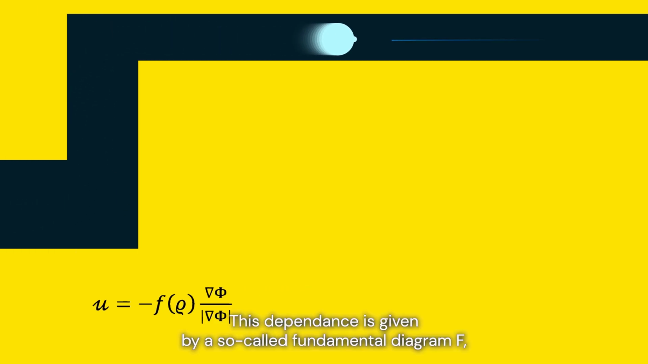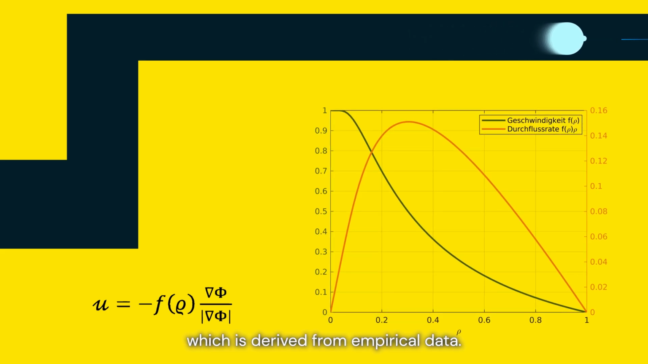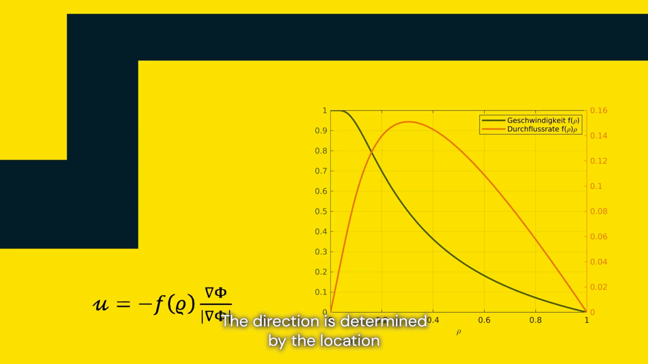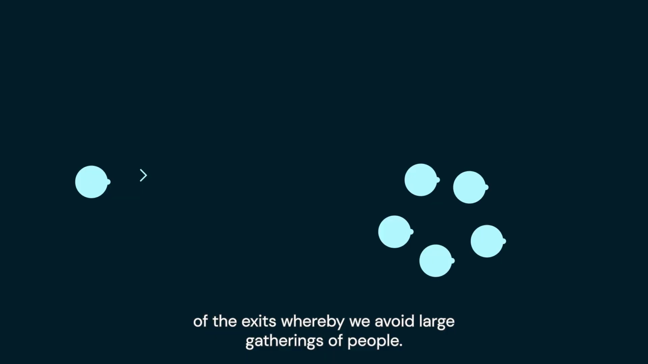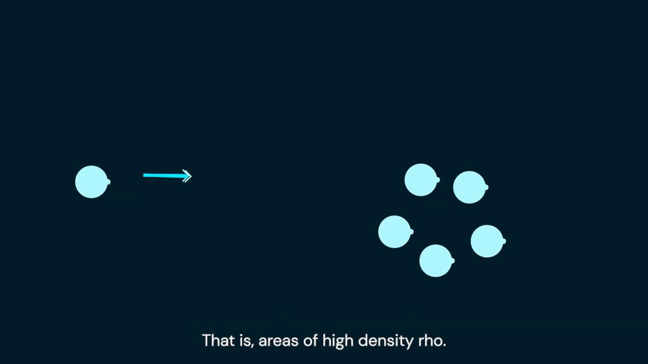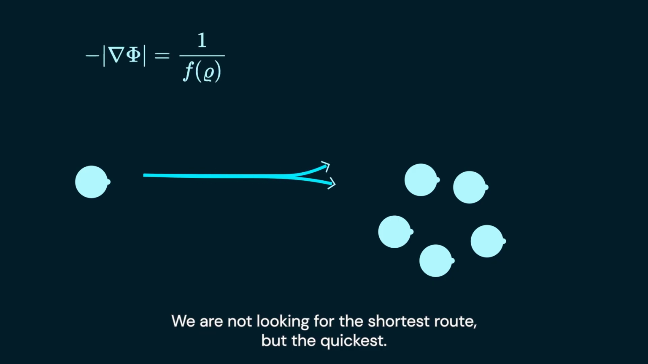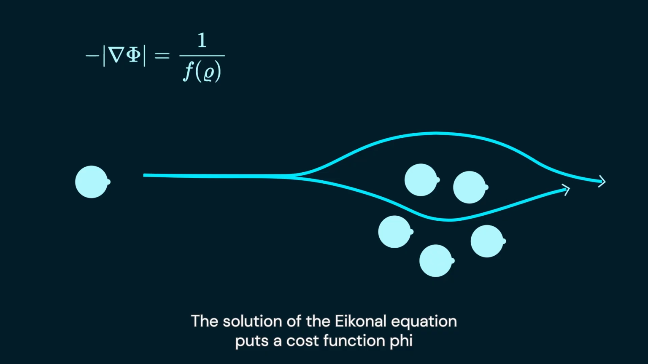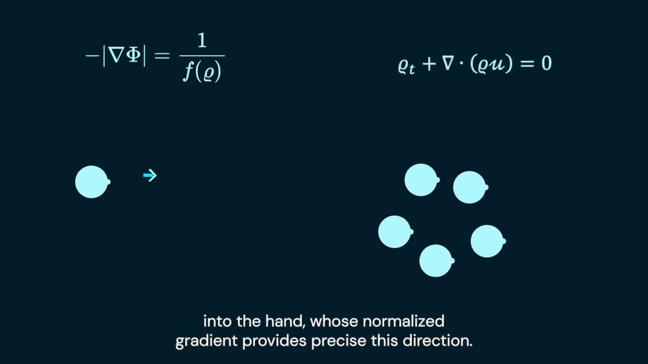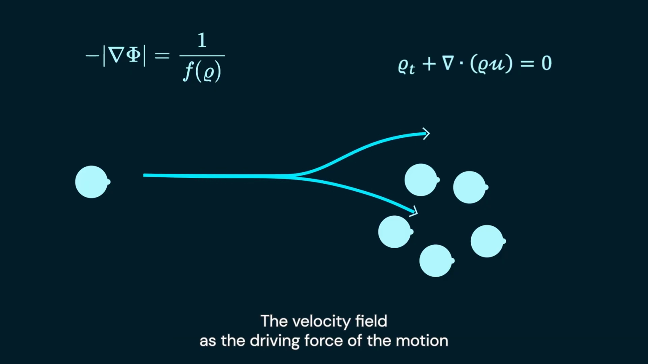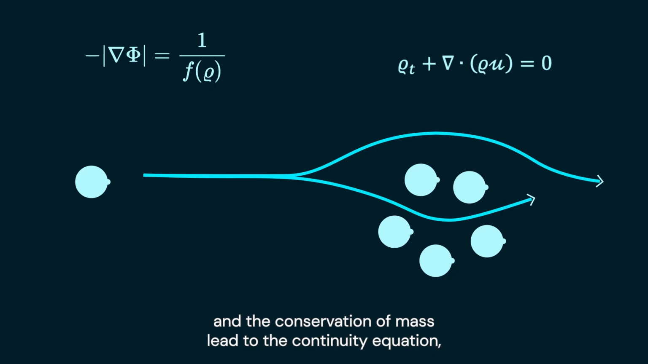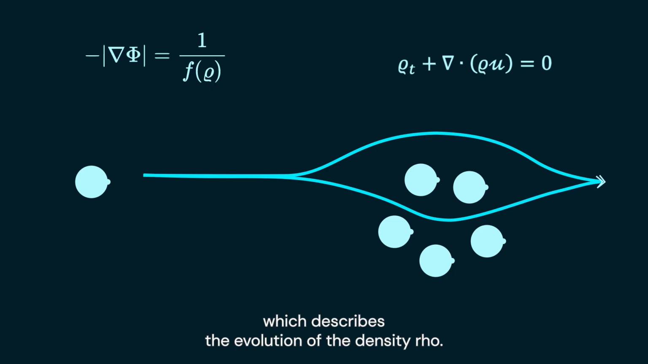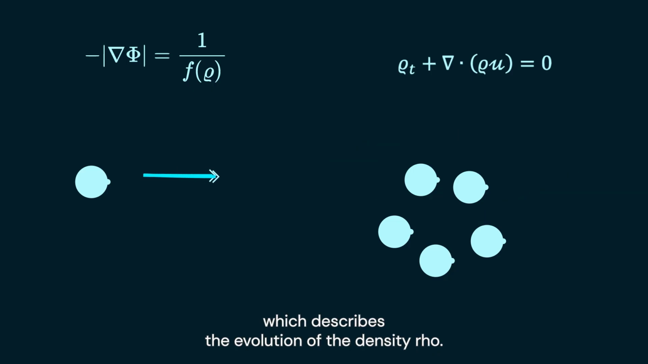This dependence is given by a so-called fundamental diagram F, which is derived from empirical data. The direction is determined by the location of the exits, whereby we avoid large gatherings of people, that is, areas of high density. We are not looking for the shortest route, but the quickest. The solution of the Eikonal equation gives us a cost function phi whose normalized gradient provides precisely this direction. The velocity field as the driving force of the motion and the conservation of mass lead to the continuity equation, which describes the evolution of the density ρ.